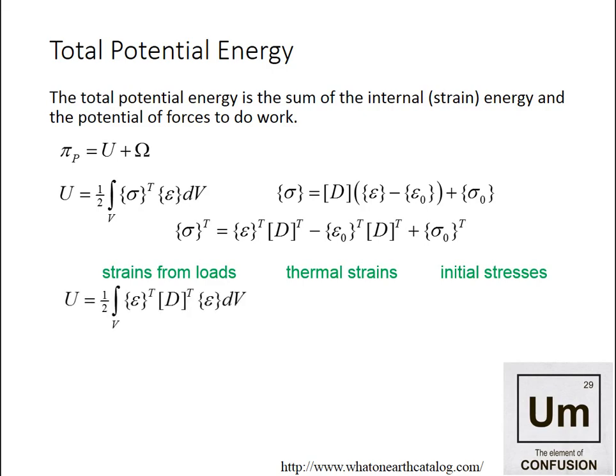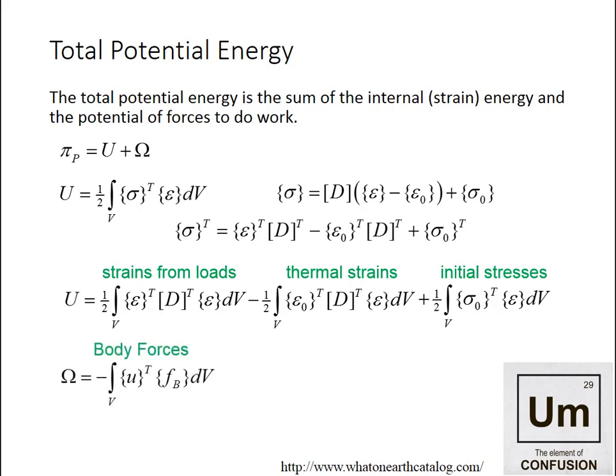So I get the first term, including the strains from the loads. This is the only term that would be present if I'd have no thermal strains or initial stresses. But if I have those, I get a thermal strain term that has an epsilon 0 in it, and I have an initial stress term with a sigma 0 in it. So this is a general expression for the internal strain energy expressed in terms of strain vector and residual stresses.